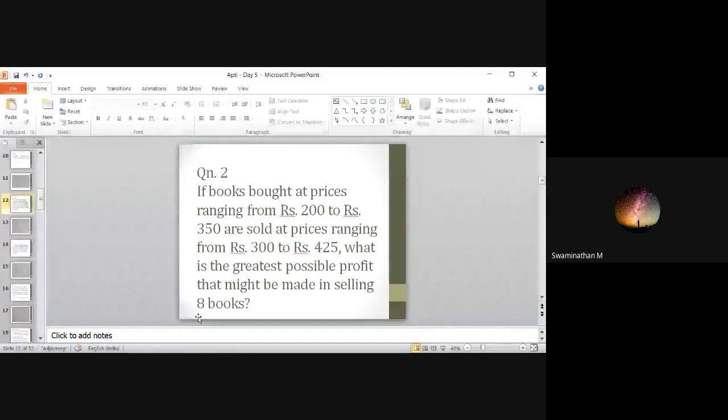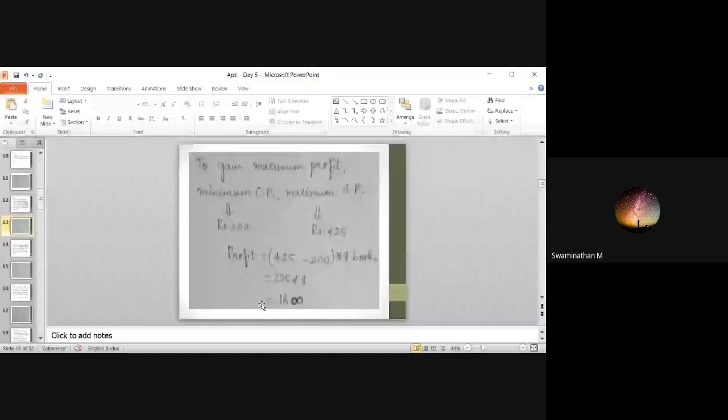225, 1800. Yes, I think Cherao Jain is correct. Wait for some more answers. Okay, 1800. Understood, guys? For greatest possible profit, minimum cost price, maximum selling price. And for 8 books, you have to multiply by 8. Minimum cost price is 200. Maximum selling price is 425. The profit is 225 for each book. For 8 books, it is 1800. Correct answers, guys. Good.